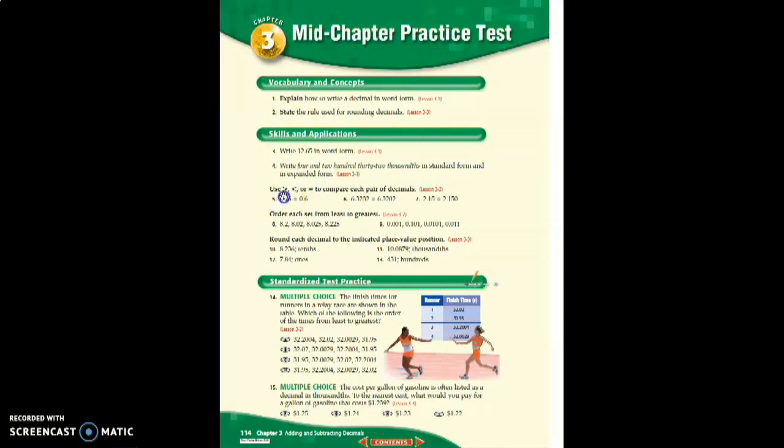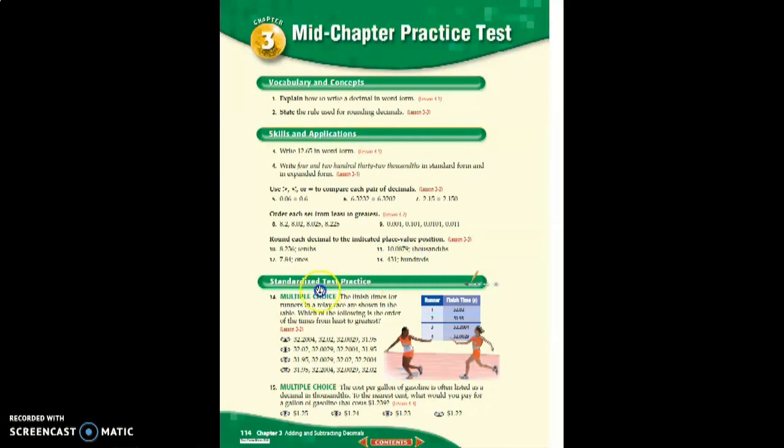Use greater than, less than to compare each pair of decimals. Order each set from least to greatest. Round each decimal to the indicated place value position.